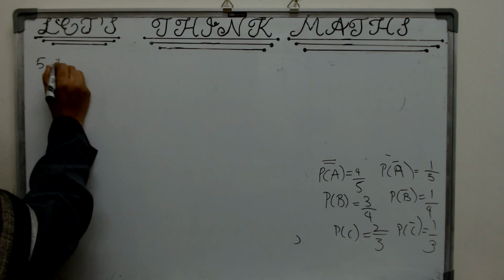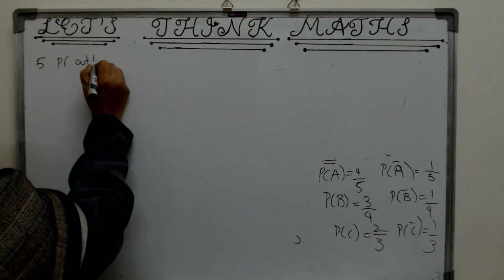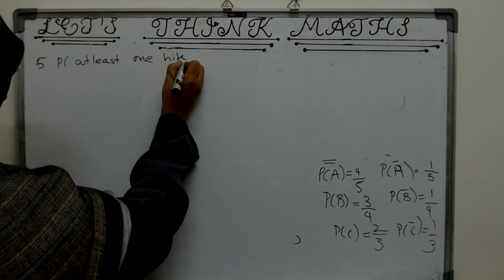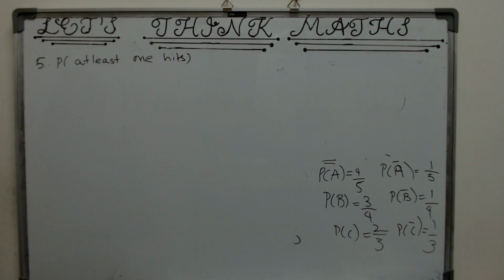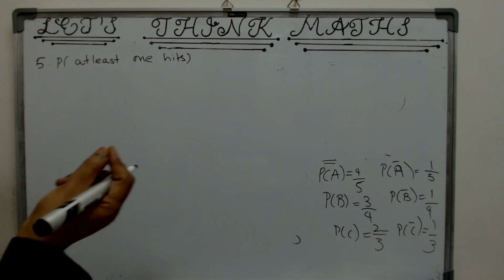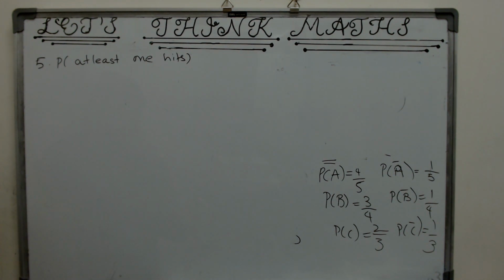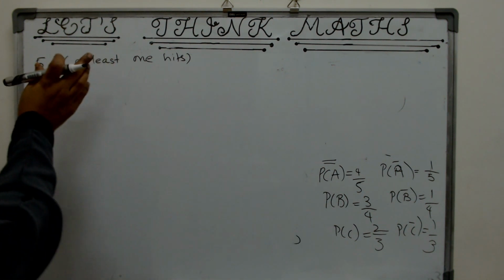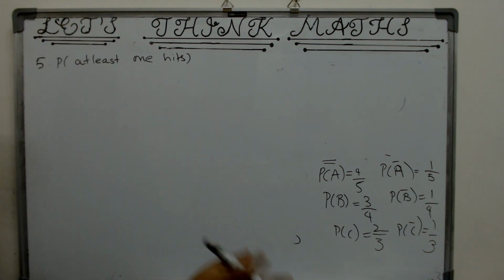What does it say? What is the probability that at least one of them hits the target? Now what does that mean? If I tell you, give me at least 1 rupee, what does that mean? Give me 1, 2, 3. That means give me 1 rupee means 1 is my lower limit. You can give me as many rupees as you want. So what do we mean when we say at least 1 hits?